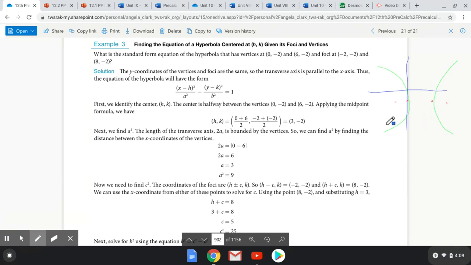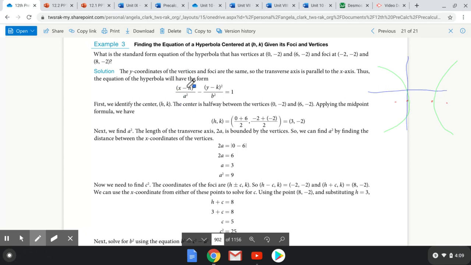So first of all, what this tells me is that this hyperbola is opening up left and right, which means the first term, the positive term in my equation, is going to be the x term. So left and right, so I know that my x term is going first.